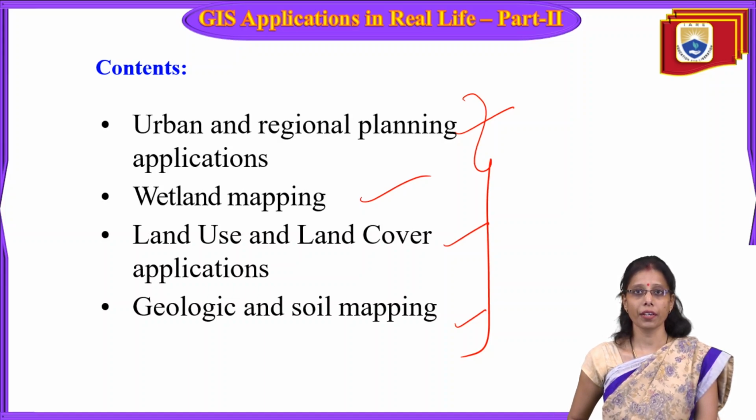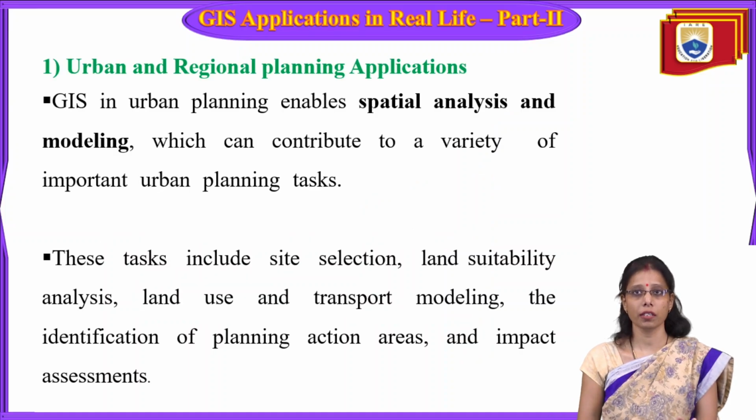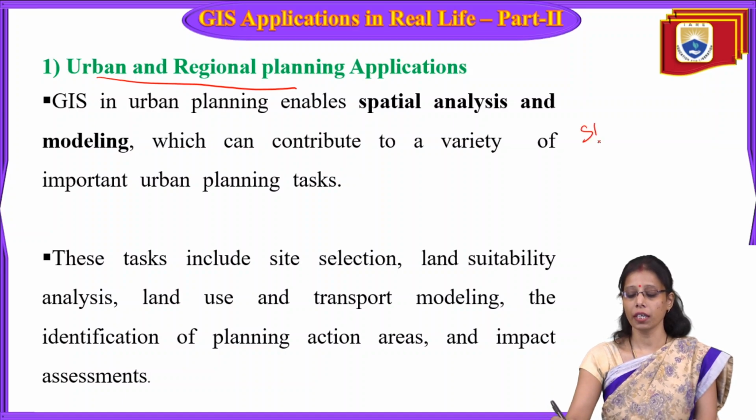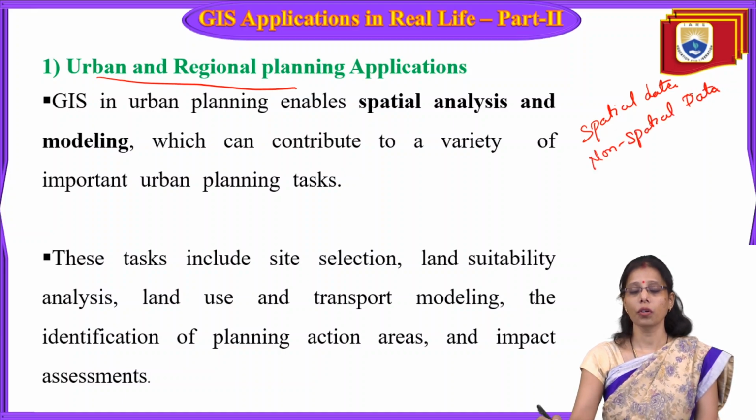So what is urban and regional planning? What is urban planning? To plan a city, we need two types of data. We need spatial data, and we need non-spatial data. I hope you remember what spatial and non-spatial data are. To plan a city, we need both types of data. Both types of data are required to plan a city.